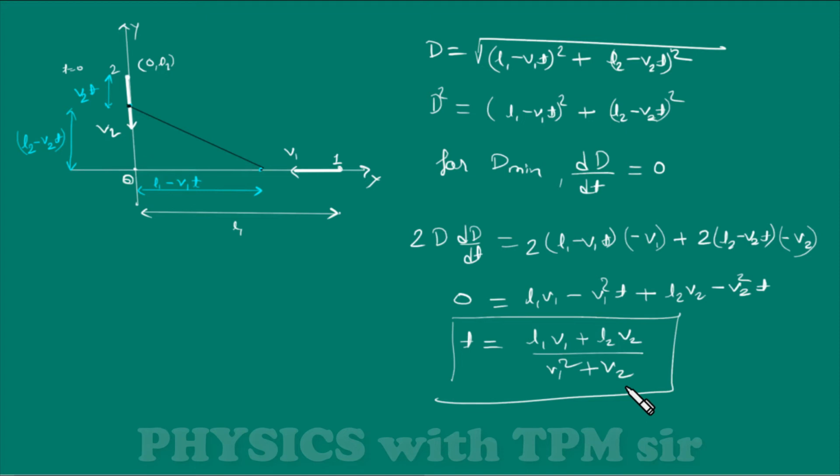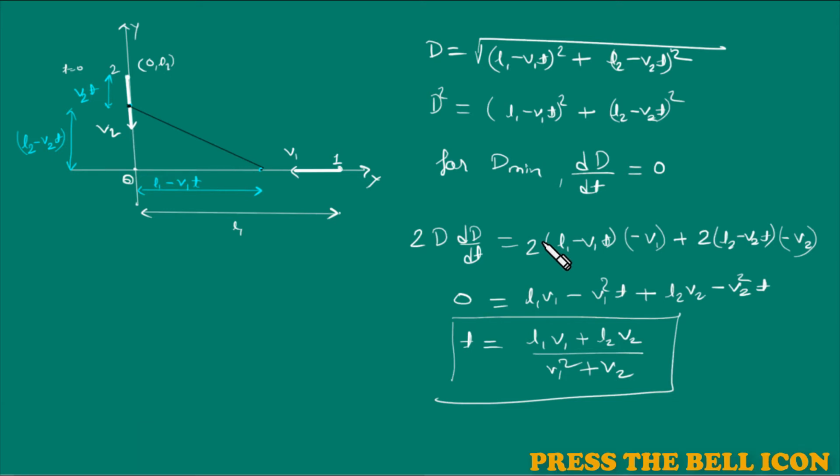So for time calculation, I think this method is easy, because differentiation is not really a big deal. I assume that you are comfortable with the chain rule and all this. If you are in 11th class, you may face some difficulty, but it's not difficult. And if you are in 12th class, then obviously you are a master of integration and differentiation.